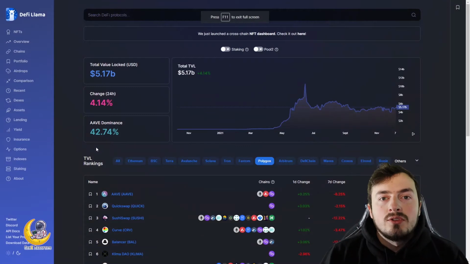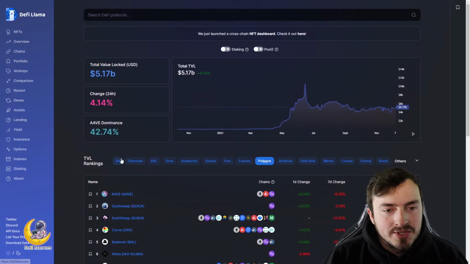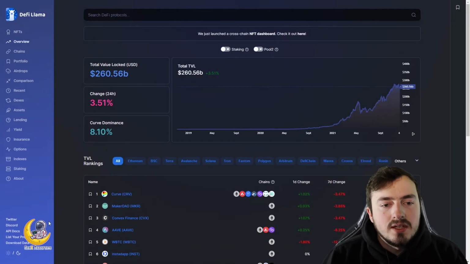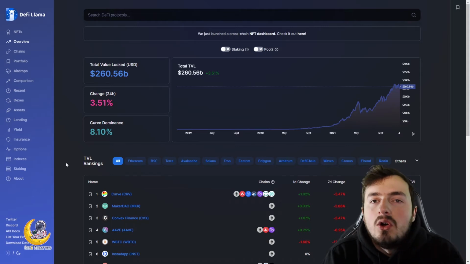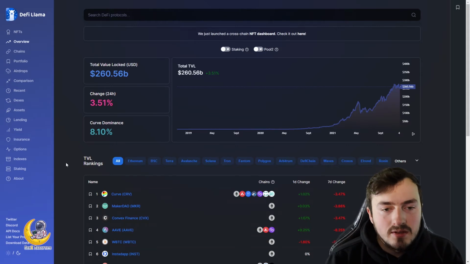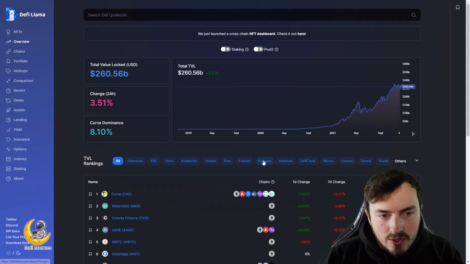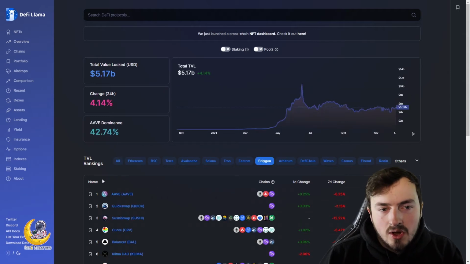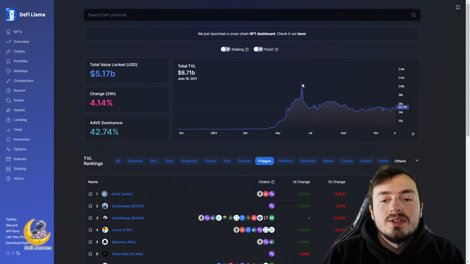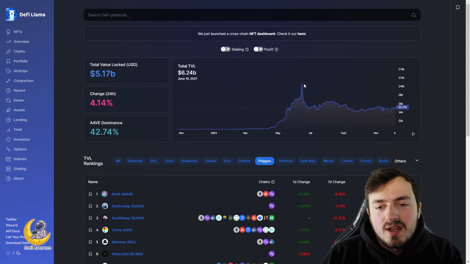So we're just going to have a quick look through the total value locked. We'll just have a look at all chains to start off with. So you can see that the total value locked across all chains is 260 billion. And if we head over to Polygon, you can see that it's currently got 5 billion TVL. So you can see it's pulled back a little bit from earlier on in the year. June 15th seems to have its highest point of 10 billion value locked.